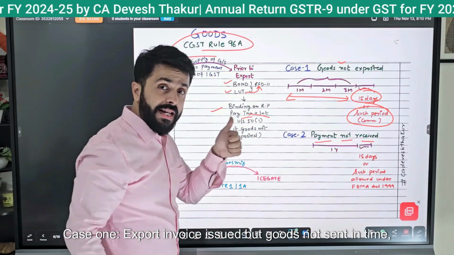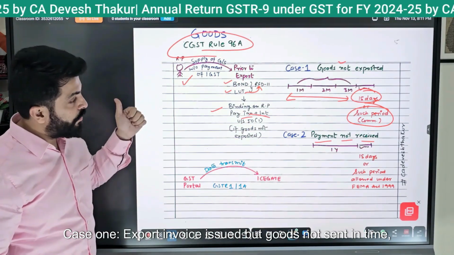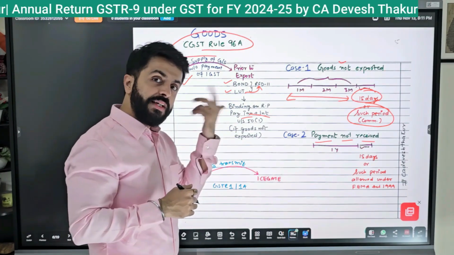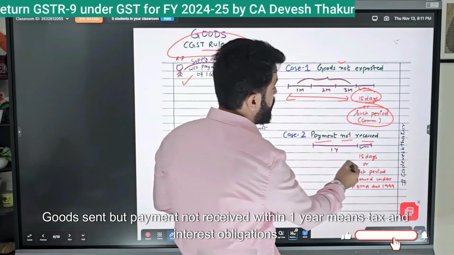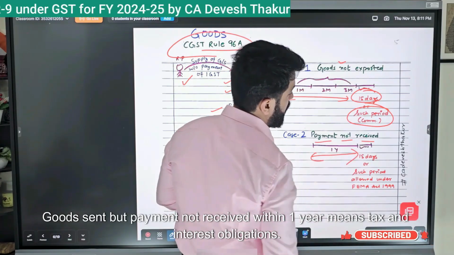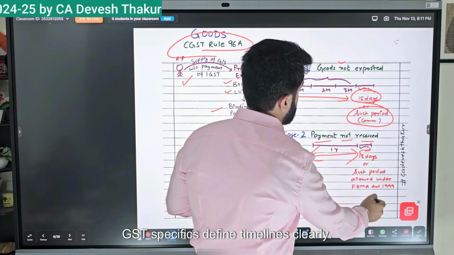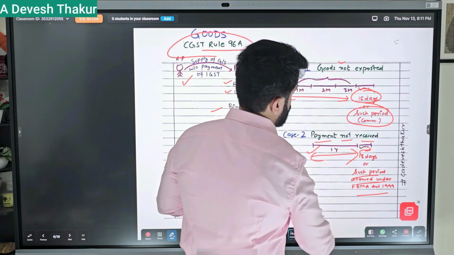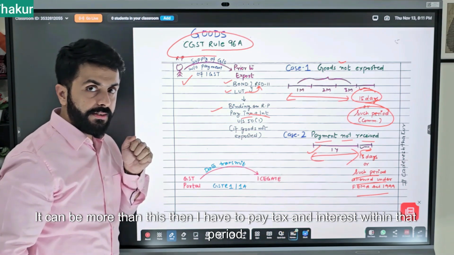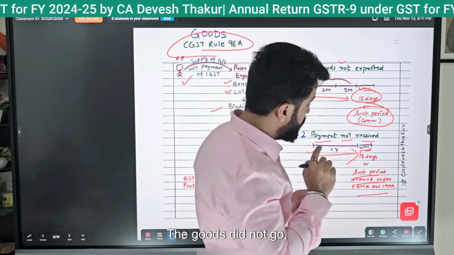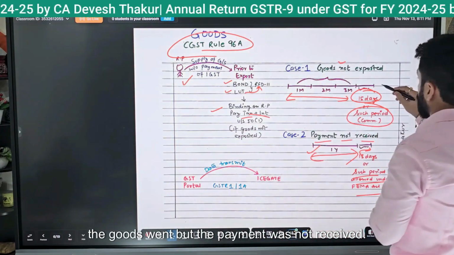Case 1: export invoice issued, but goods not sent in time. Tax and interest apply. Case 2: goods sent but payment not received within 1 year means tax and interest obligations. GST specifics define timelines clearly. It can be more than this. Then I have to pay tax and interest within that period. The goods did not go, or the goods went, but the payment was not received.